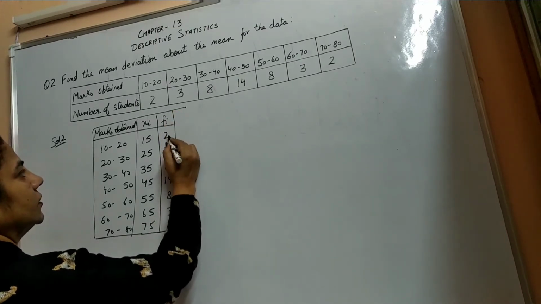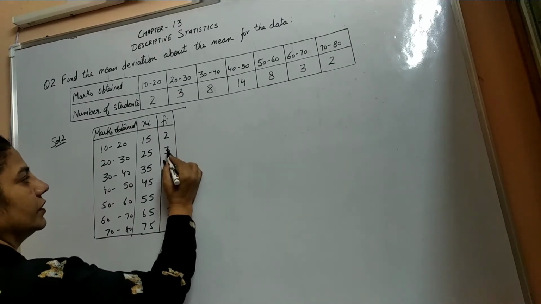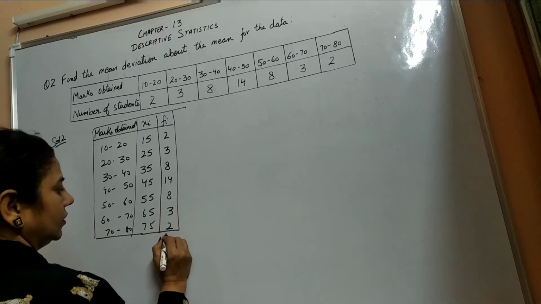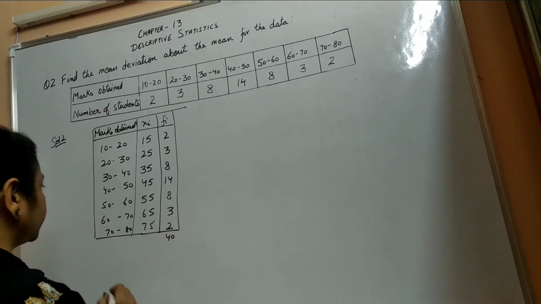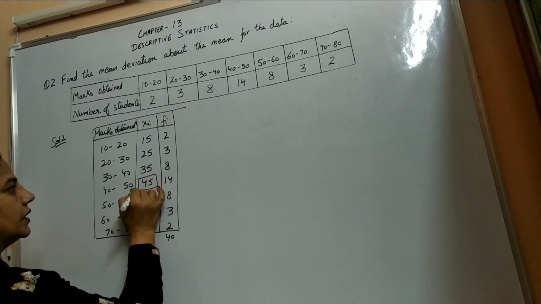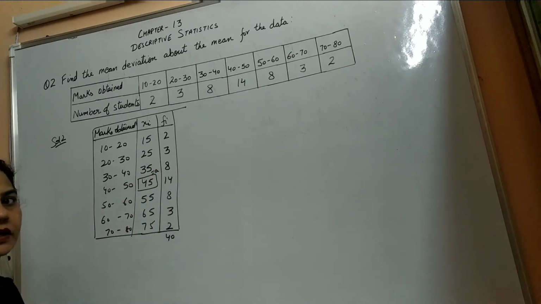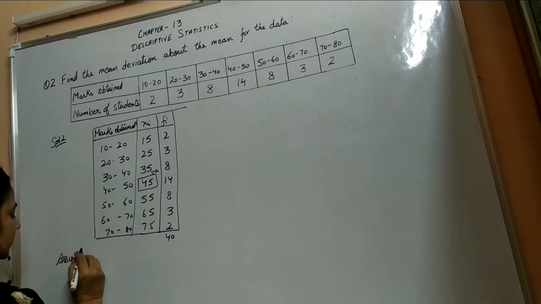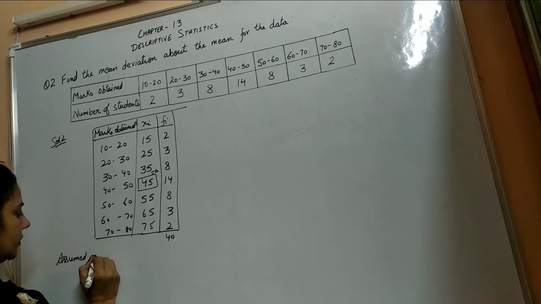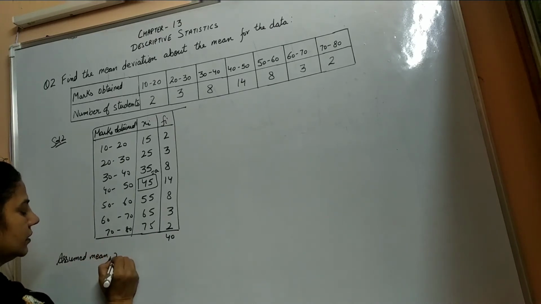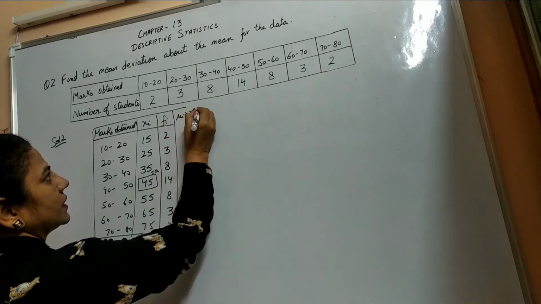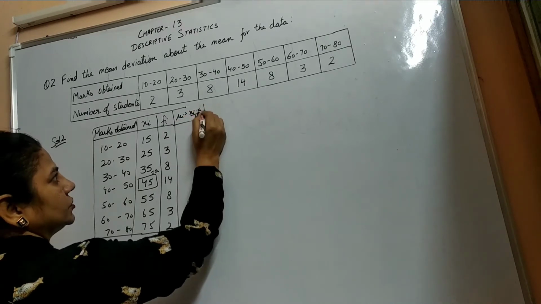Add all this: 2 plus 3, 5, 5, 13, 27, 30, 40. Now I consider 45 as the assumed mean. So my assumed mean A is 45. So I will get ui is equal to xi minus A upon h.